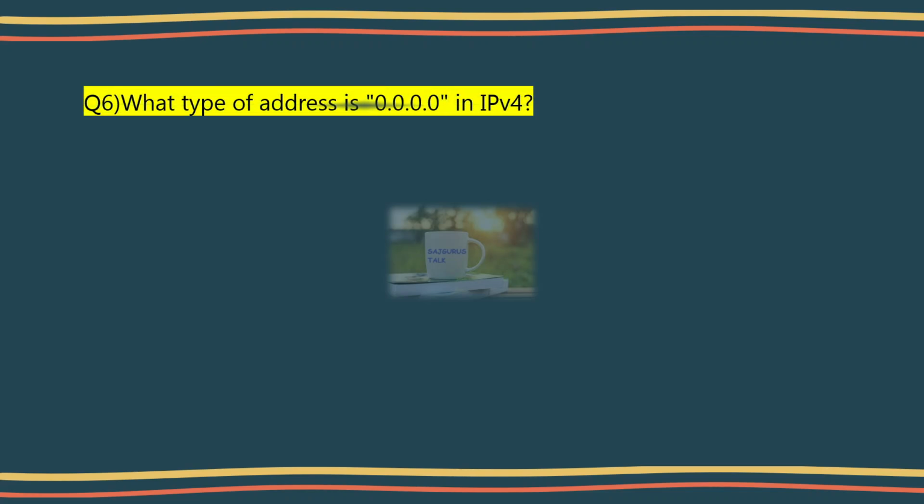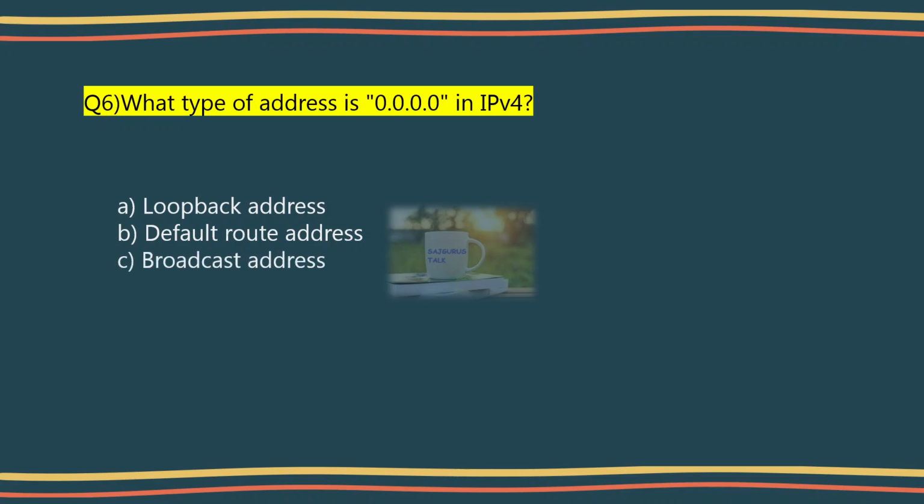Next question. What type of address is 0.0.0.0 in IPv4? So here the options are given as loopback address, default route address, broadcast address, unspecified address. We know that 0.0.0.0 is used to indicate an unspecified address, often during the bootstrapping process. So the answer is D here.